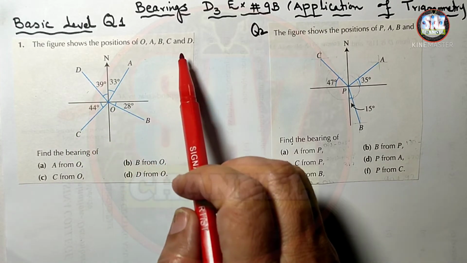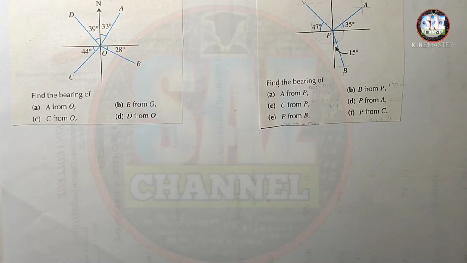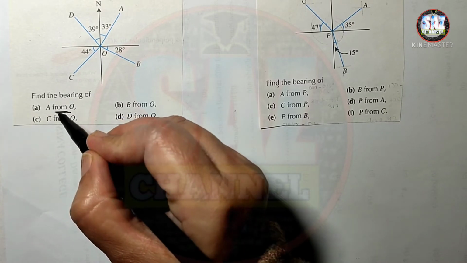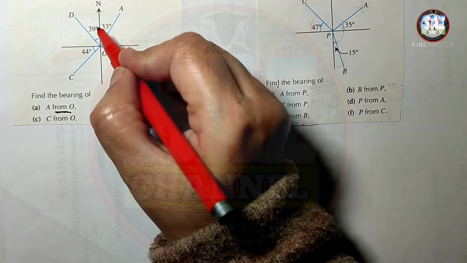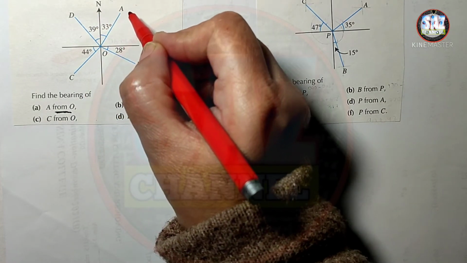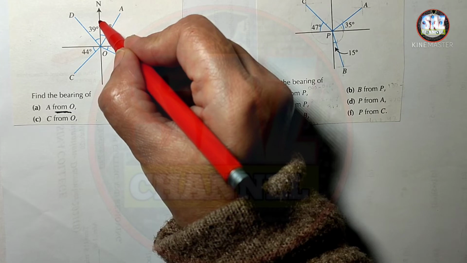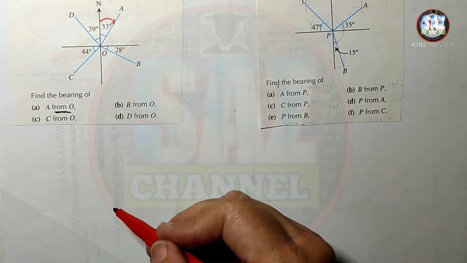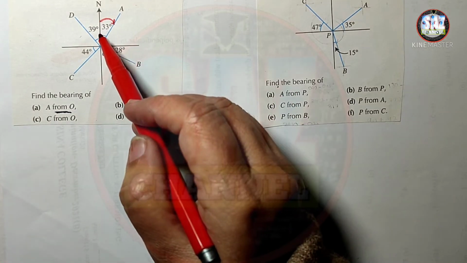The figure shows the position of O, A, B, C, and D. We have to find the bearing of A from O. Now here the important thing is that we have to keep in our mind that whatever word or term is coming after the word from, we have to start the movement from that point. So we have to find the bearing of A from O, and O is on the north line. So I have to start my movement from this point. I have to go clockwise and I have to stop at the arm of O. And this is the place where I have to reach. So you can see that I've just taken this 33 degrees turn.